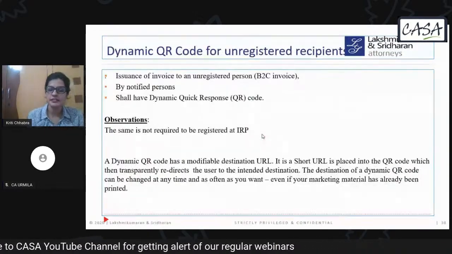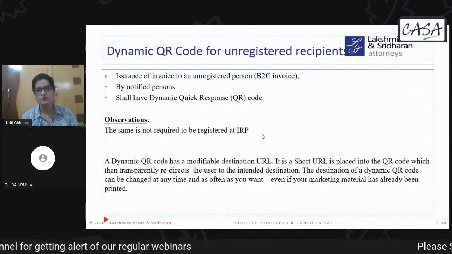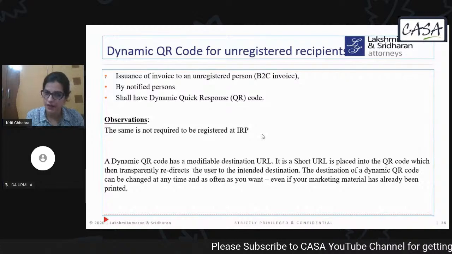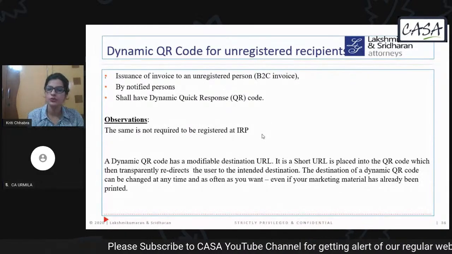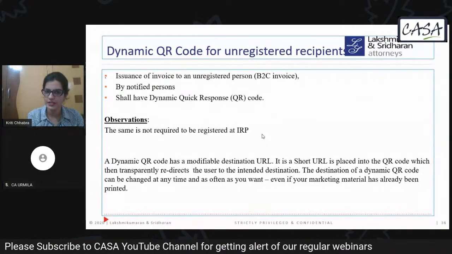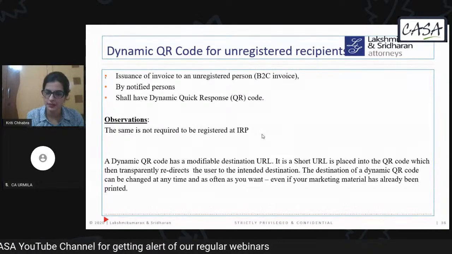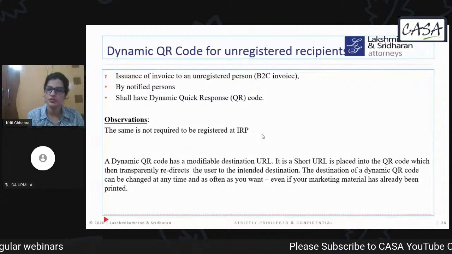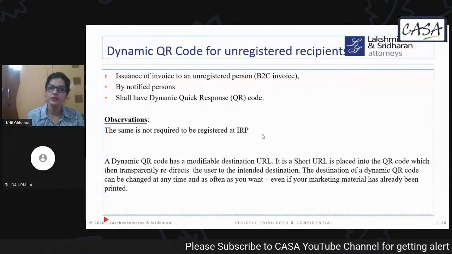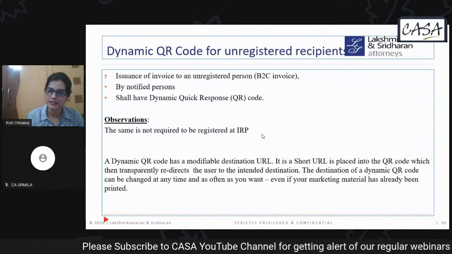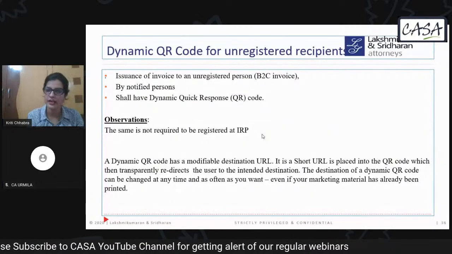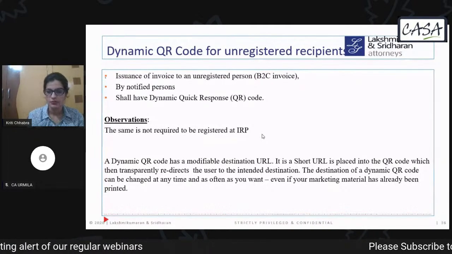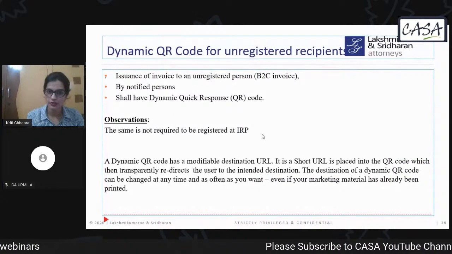Now, what is this digital QR code? As I mentioned, for B2C customers, a supplier whose turnover exceeds 500 crore is required to have this dynamic QR code on his invoice while raising it to a B2C customer. This QR code has nothing to do with the IRP portal or registration on the IRP portal. It is a self-generated QR code, generated by the supplier himself through his own IT platform. So this is about the dynamic QR code.